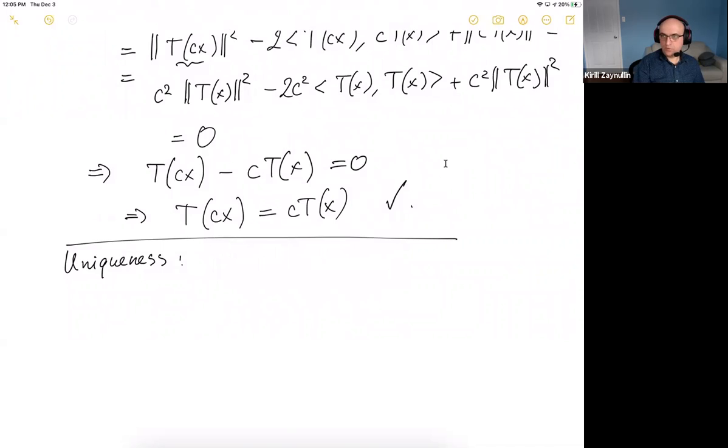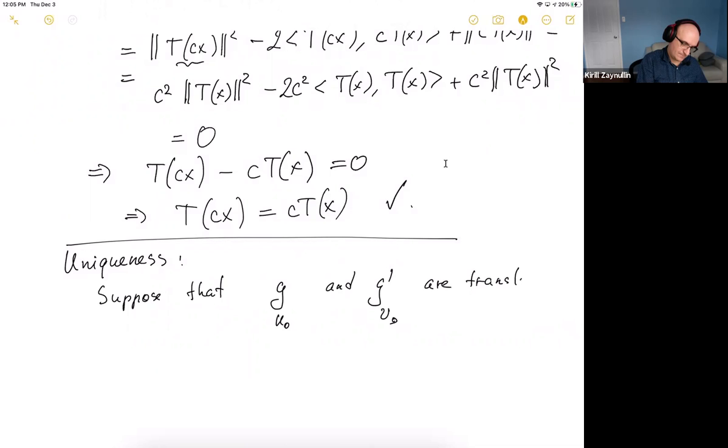Well, again, suppose that there are two different presentations. So suppose that there are two different translations, G and G prime, where any translation corresponds to a vector, right? Say here's U0 and here's V0, translations by U0 and V0 respectively.